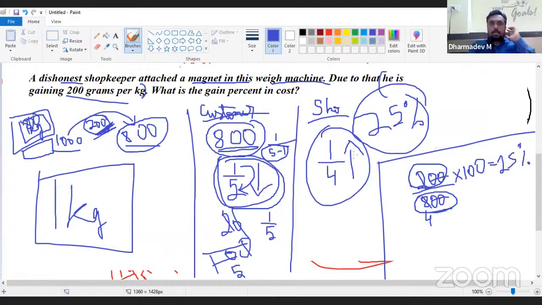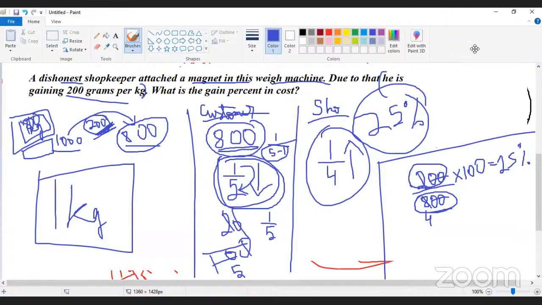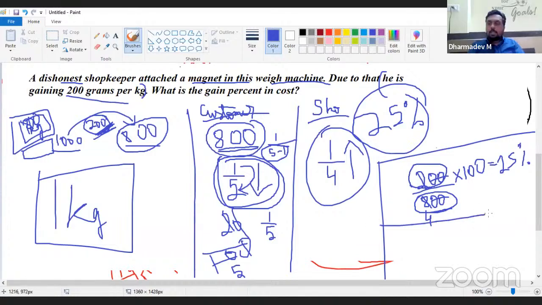Are you getting it, Dilip? Same concept as profit and loss. Why this question I've given you over here is because it is based on profit and loss. So the cost price is 800. The base is 800 only, not 1000. But the shopkeeper thinks actually he's getting 1000. So the customer thinks actually he's getting 1000 grams, but he's getting only 800.